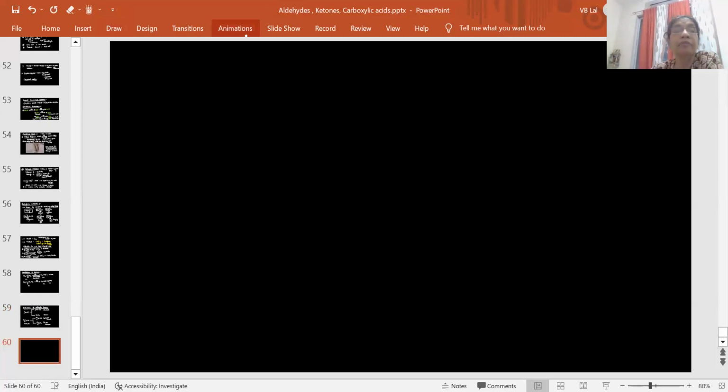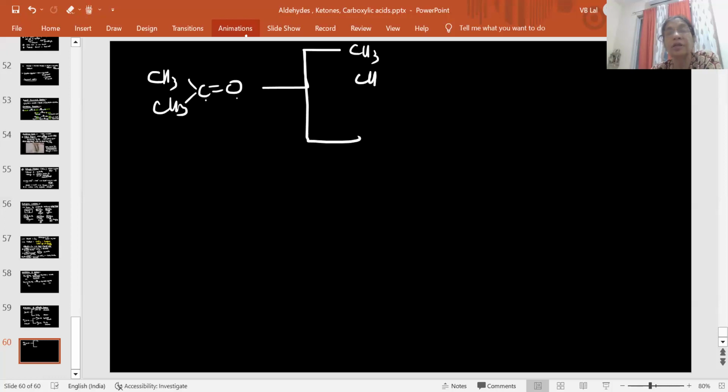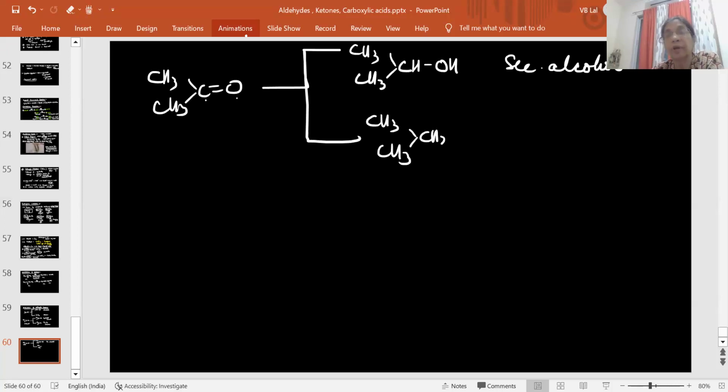Now supposing I have a ketone, CH3 CH3 C double bond O. What can I do with it? First I can add hydrogen, one here, one here. So what will I get? CH3 CH3 CH and OH. So what did I get? Secondary alcohol. And I can remove this and make an alkane. Which alkane is this? Propane. So I can make alkanes with the same number of carbon atoms and secondary alcohols if I start with ketones.